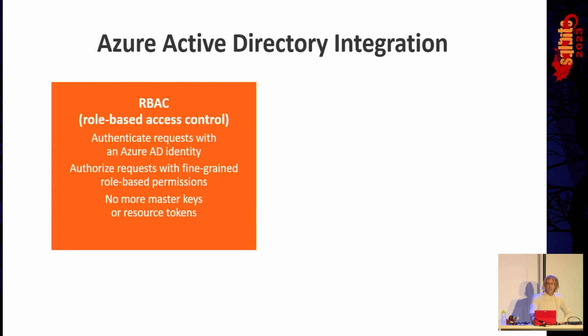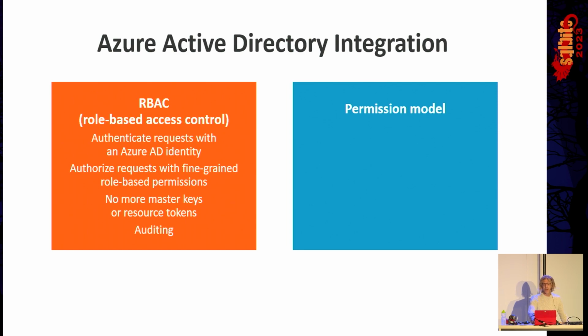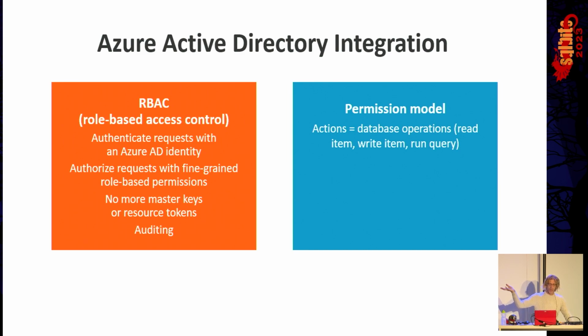You authenticate against an identity that you have in Azure AD. Auditing, of course, right? All the request headers are going to show who the client is, so you'll have all this rich authentication, and this works on a pretty simple permission model. There are several actions. There's actually more than these, but the most common ones, right? Read item, write item, run query, right? There are actions that are defined, and what you do is you create role definitions against those actions.